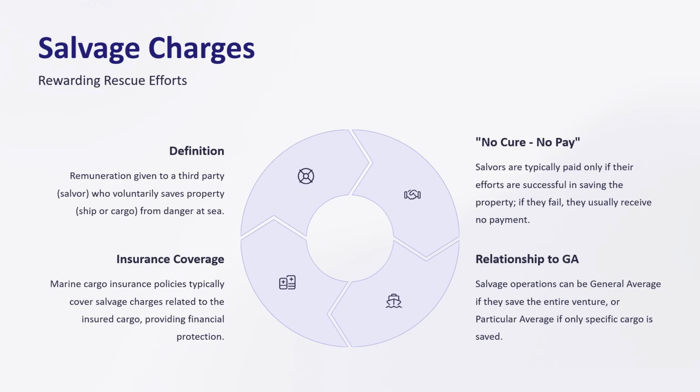There's a relationship to general average there. Sometimes the salvage operations can be declared as a general average act if the rescue was done to save the entire ship and all its cargo. However, if the salvor only manages to save the specific cargo, it must be considered a particular average expense, which is a loss just for that specific cargo owner. Insurance coverage for salvage charges is usually included. Marine cargo insurance policies typically cover the salvage charges that apply to your insured cargo.